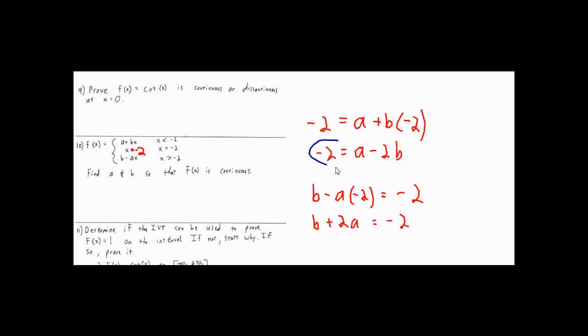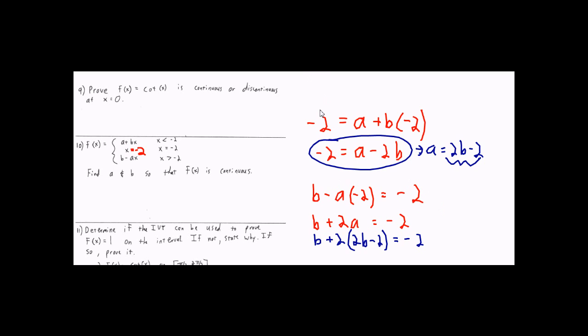Let's go ahead and solve this one right here for a. Turns out that a is equal to, well, let's draw an arrow here. A is equal to, what, 2b minus 2? So I'm going to take this guy and plug it in for a down here, which means b plus 2 times 2b minus 2 is equal to negative 2. Just because a is 2b minus 2, a became 2b minus 2. Now we got to solve it.